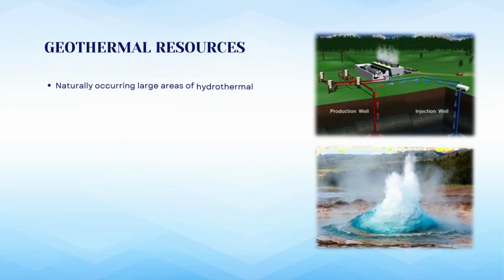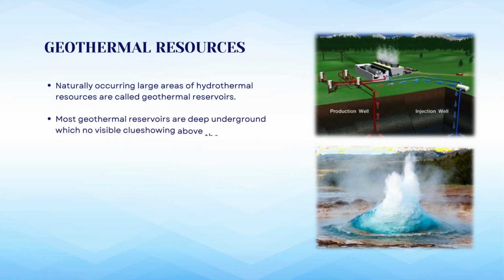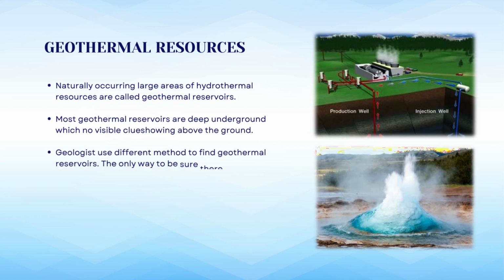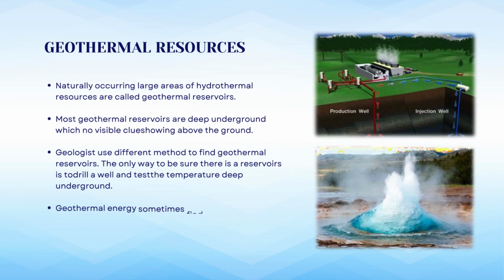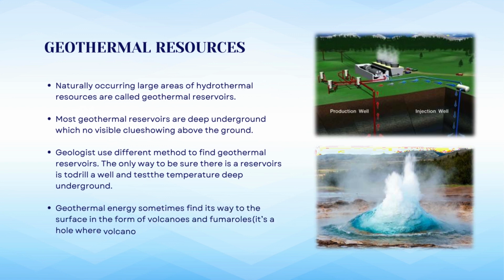Naturally occurring large areas of hydrothermal resources are called geothermal reservoirs. Most geothermal reservoirs are deep underground, with no visible clue above the ground. Geologists use different methods to find geothermal reservoirs. The only way to be sure there is a reservoir is to drill a well and test the temperature deep underground. Geothermal energy sometimes finds its way to the surface and forms volcanoes and fumaroles.